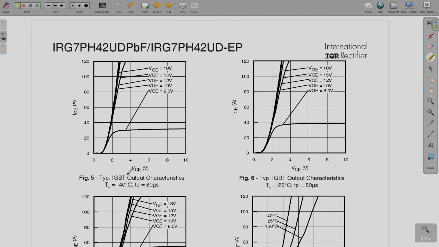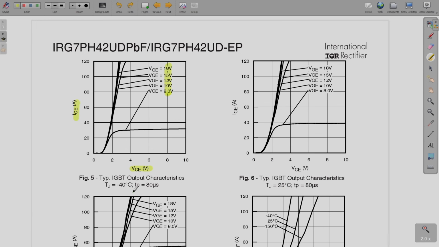Further, what you see is the output characteristics, which is a graph between your collector current and your collector to emitter voltage, and it changes with your gate to emitter voltage. These are all the gate to emitter voltages that are applied, and we can see here that above 12 volts it goes into saturation, so we should be applying more than 12 volts.